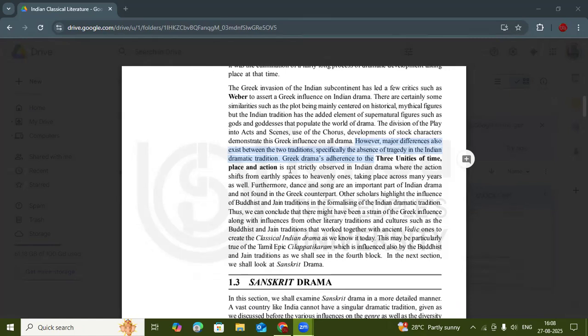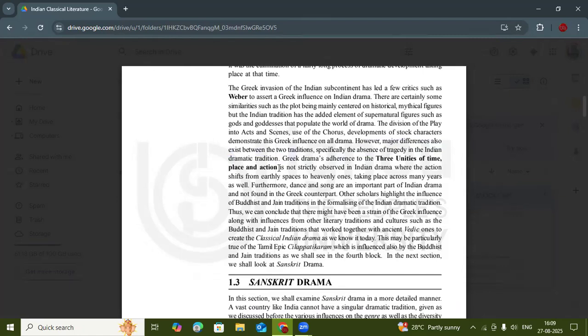Unity of place means the whole play should be set in one location. Unity of action means the plot should focus on one storyline without mixing side plots. So these rules gave Greek drama a tight, disciplined structure. These three rules are not strictly observed in Indian drama, where the action shifts from earthly spaces to heavenly ones.